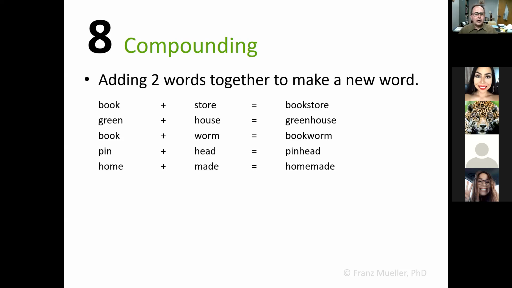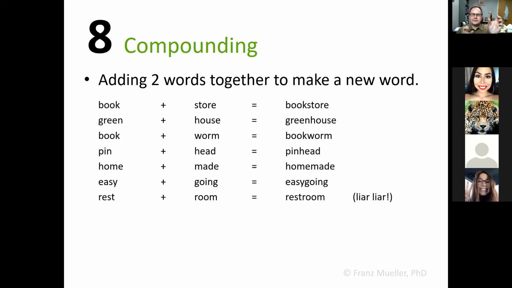Not all compounds have to be nouns. They could be any kind of word, like homemade is an adjective, right? Like homemade pie, homemade cookies, right? That's an adjective, a describing word. But home and made, two other words, are stuck together. As long as you do that, that's what compounding is. Easygoing, stick them together. He's an easygoing person. That's a compound word, right?